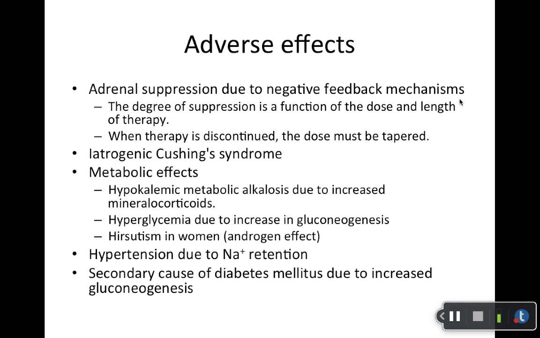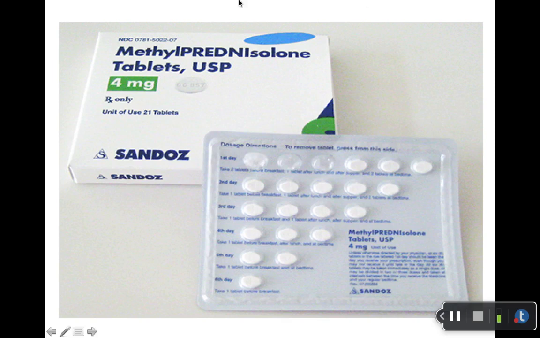Adverse effects are also important for testing purposes, so put a star here too. We have adrenal suppression that can happen because of negative feedback, because you're giving exogenous hormone. The body reacts to these glucocorticoids like it would to its own. So when you're giving it externally, the body has a negative feedback mechanism and regulates itself. That's why they don't recommend abrupt discontinuation. They typically recommend that when the therapy is discontinued, it must be tapered.